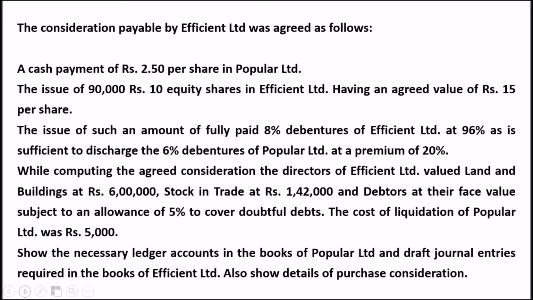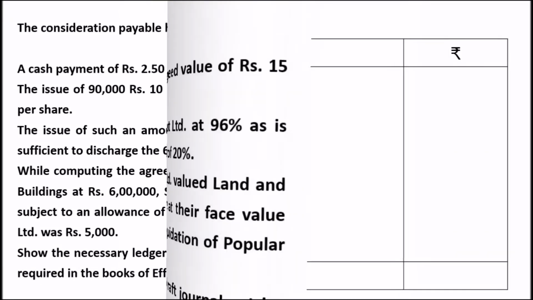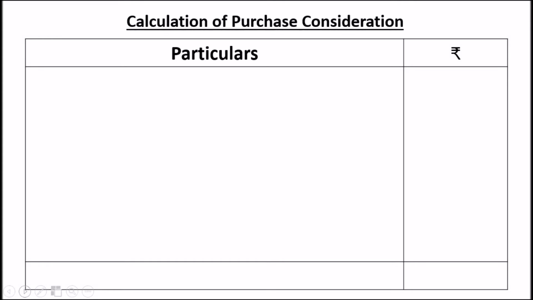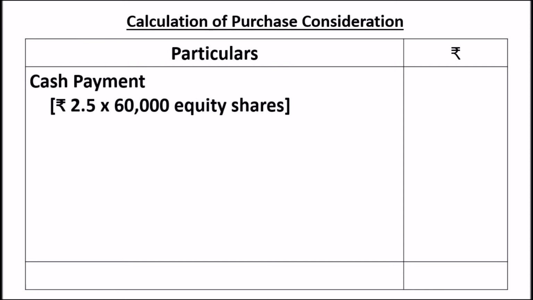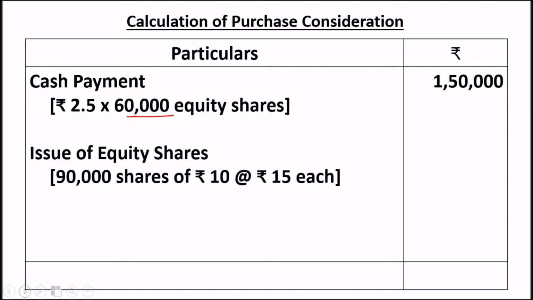Now what we will do is start by calculating the purchase consideration itself. Reading the paragraph below the balance sheet, it is said that consideration payable was in the form of cash payment of rupees 2.5 per share in Popular Limited. Now Popular Limited has 60,000 equity shares. At the rate of rupees 2.5, the cash payment will be 1,50,000. Reading the next point, it says issue of 90,000 equity shares of rupees 10 each, but at rupees 15 per share. So the value comes to 90,000 into rupees 15, that is 13,50,000.